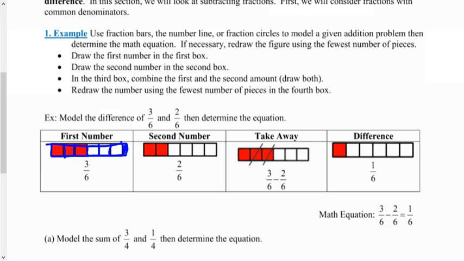And so you can see if we have 3/6 and we take away 2/6, then what we're left with is just this one right here. In other words, 1/6. Okay. So that's all there is.